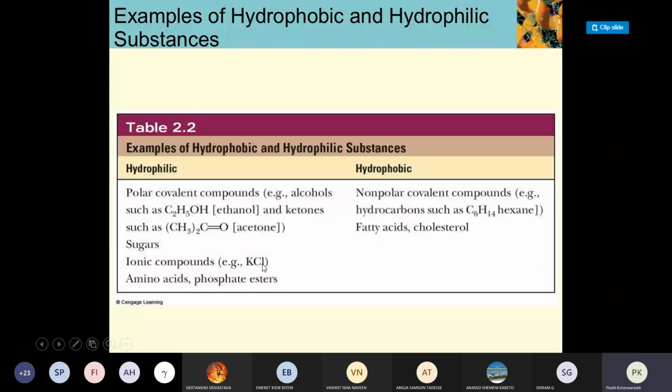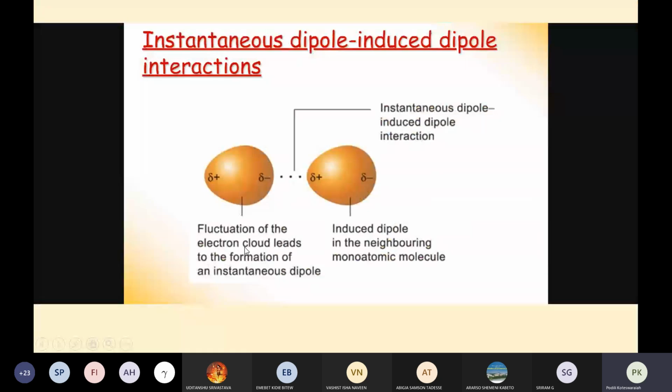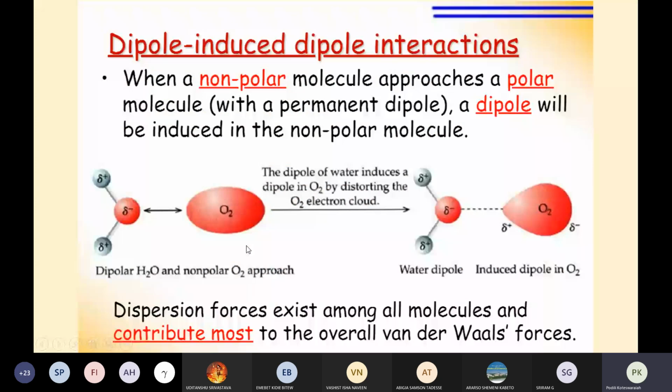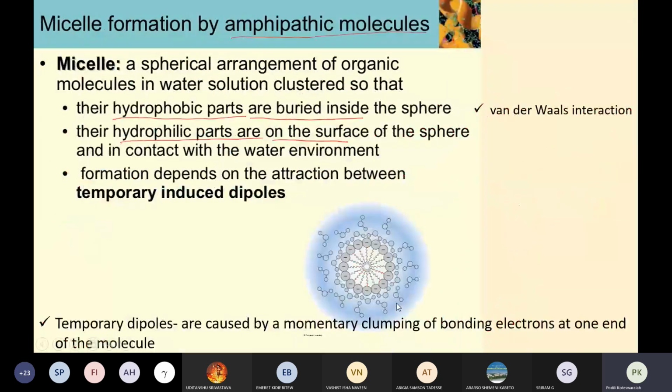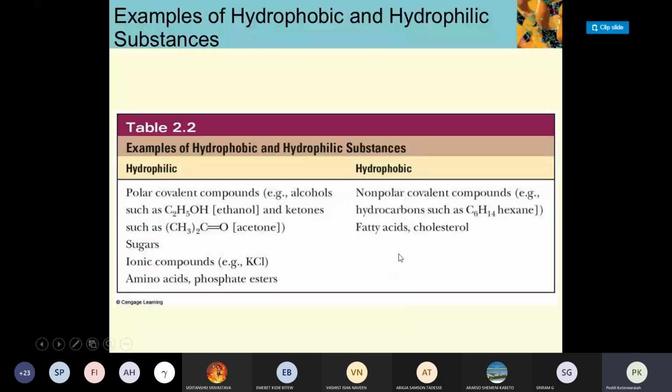In the same way, sugars, ionic compounds like KCl, amino acids, phosphate esters, all these molecules are hydrophilic in nature because they dissolve in water, and either ion dipole or dipole type of interaction takes place. So that's why they dissolve in water. And coming to the non-polar covalent compounds, like hydrocarbons, like hexane, or the fatty acids and cholesterol, these compounds are hydrophobic in nature, so they don't dissolve in water.